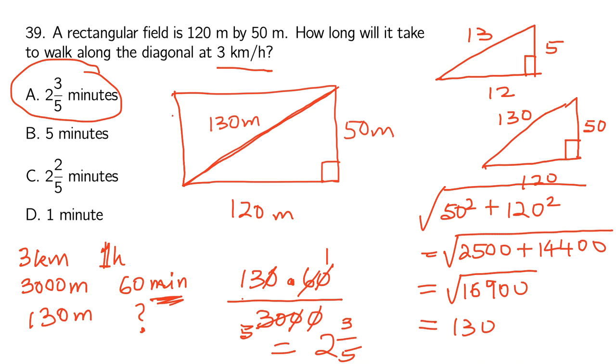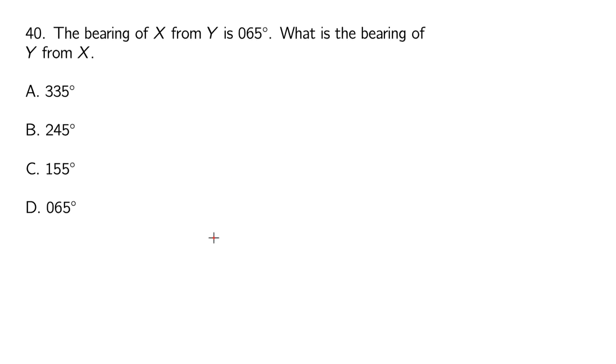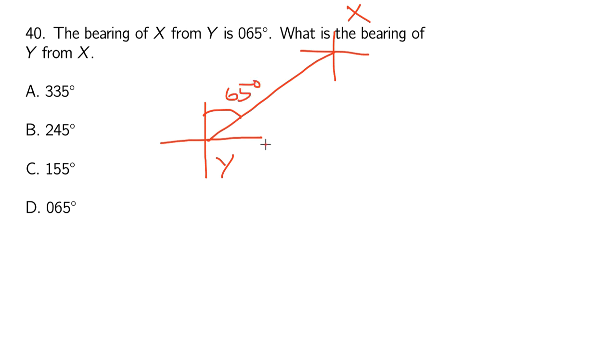All right, the next problem is question 40. That's going to be the last one. It says the bearing of x from y is 065 degrees. So the bearing of x from y, this is our y. This is going to be our x. And this angle is 65 degrees. What is the bearing of y from x? So we want to find the opposite. Well, we know that this angle is also 65 because they are alternate angles.